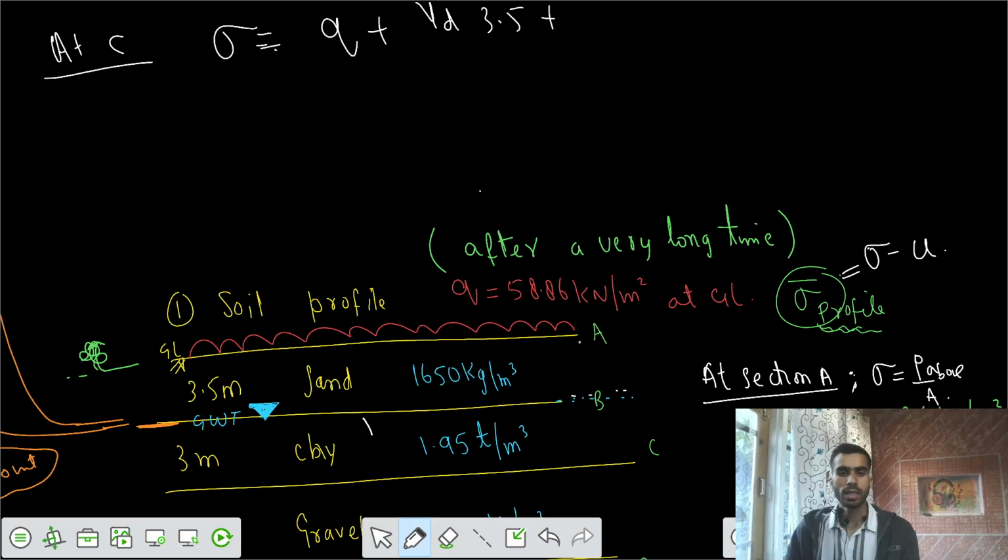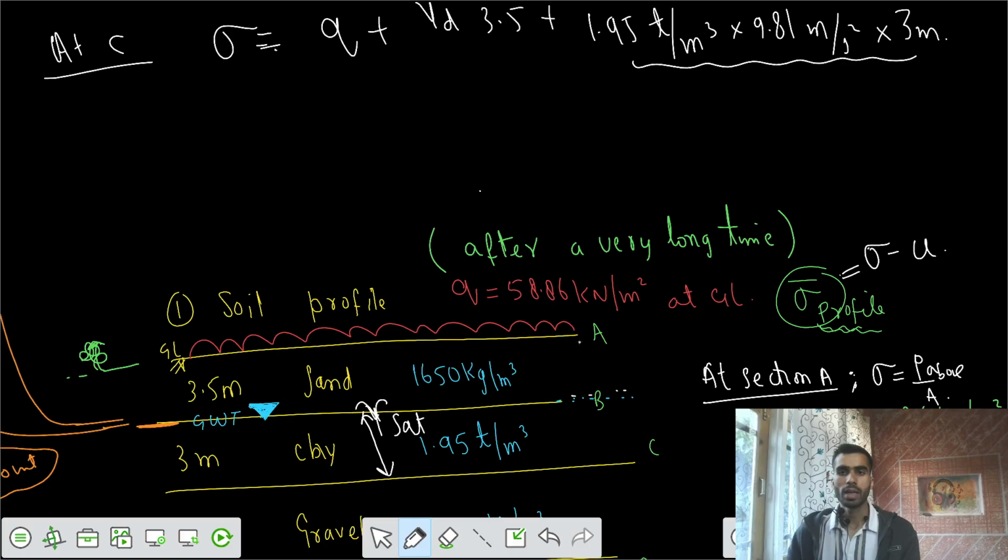Plus we have one more thing, that's saturated sand. So this is the saturated unit weight. Saturated unit weight is given to you as 1.95 tons per meter cube for the clay. So that's 1.95 tons per meter cube into 9.81 meter per second square into one more thing, that is 3 meters because of the clay layer. This was because of sand, and this is because of surcharge.